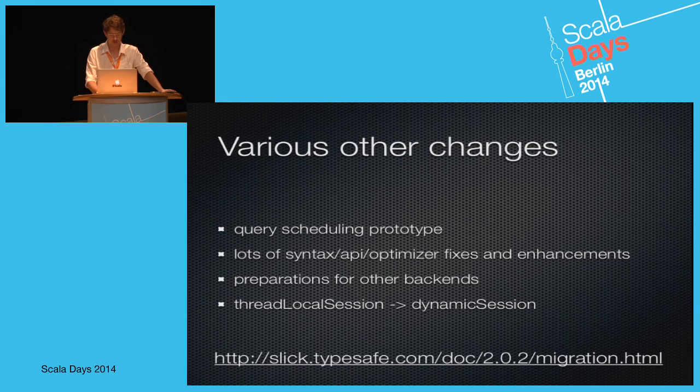There are lots of smaller improvements: syntax, API, optimizer. We prepared for other backends. Right now we have a student working on a MongoDB backend. There's also a guy who implemented an Android version of Slick, where he replaced the JDBC backend. And also this thread local session, which some of you have seen, is now renamed. There's a migration guide that lists most of the stuff in the documentation.